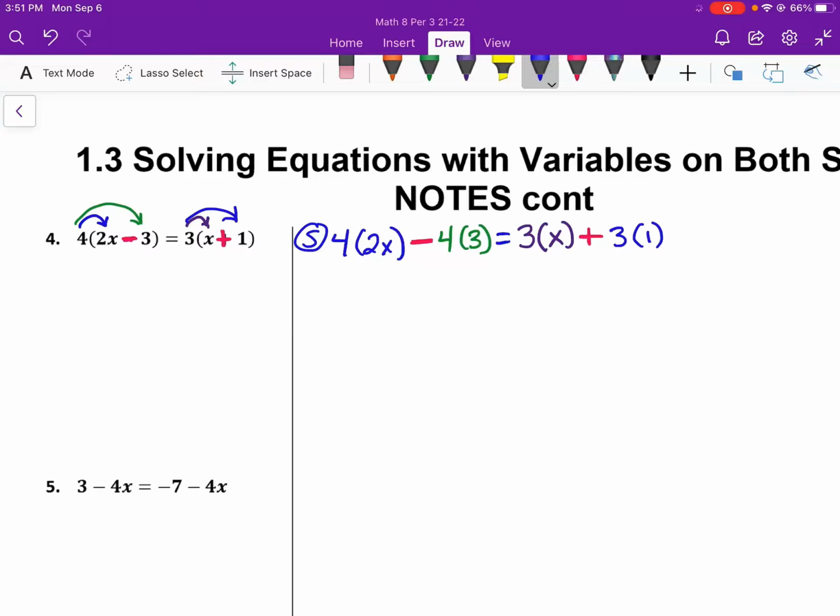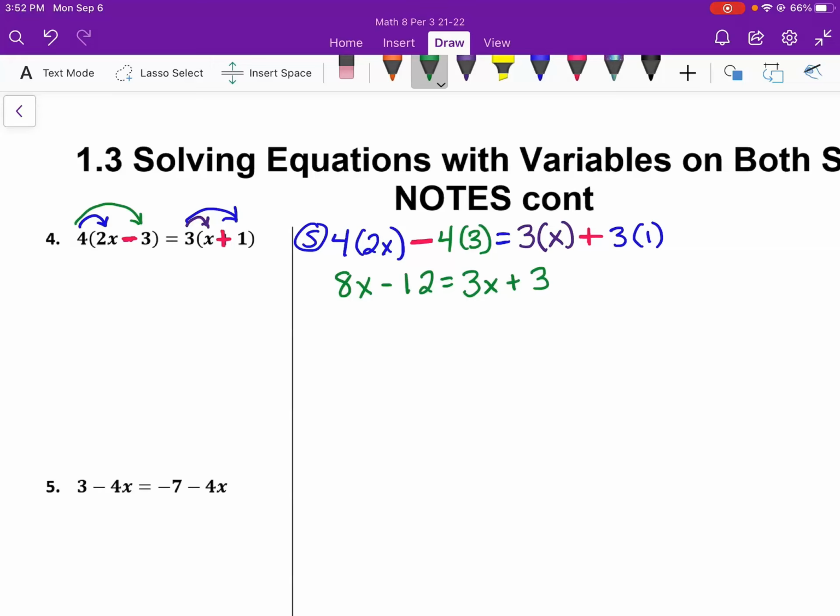Okay, so simplify. Remember, we've got distribution. We can combine like terms. We've got all sorts of choices. So this is going to give me 8x minus 12 equals 3x plus 30.